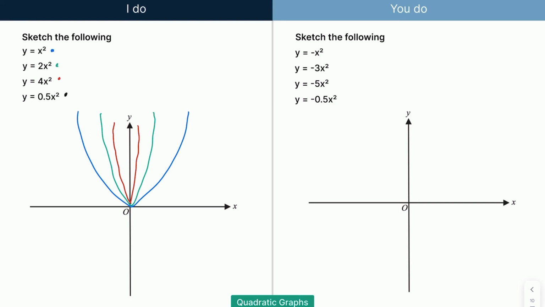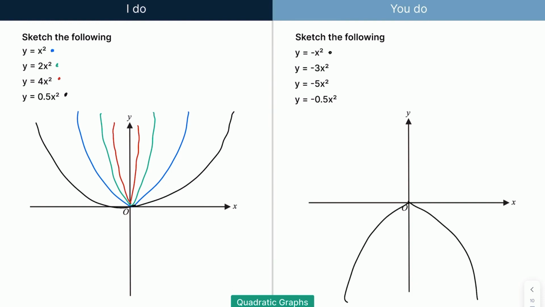And then the final one is a half x squared. So a half x squared just gets wider. So that's just going to be the widest graph. Okay, so that number at the front of the x squared, that's all it's doing. It's controlling how wide it becomes. So on the other side, it's the exact same thing. It's just in the opposite direction now.